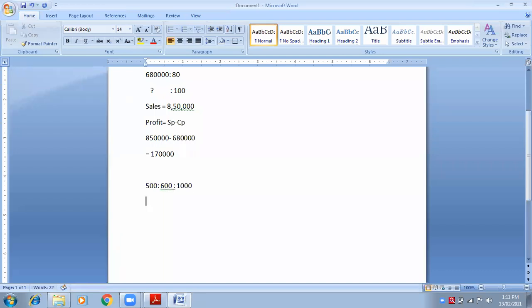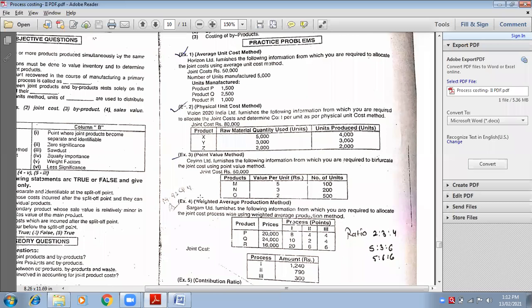How many zeros can be cancelled commonly? Two zeros. After common cancellation of the zeros, we are left with 5 in the first figure, 6, and 10. Can we cut it down shorter? No, ma'am. Can we reduce this further? No. So 5 is to 6 is to 10. Write it down.